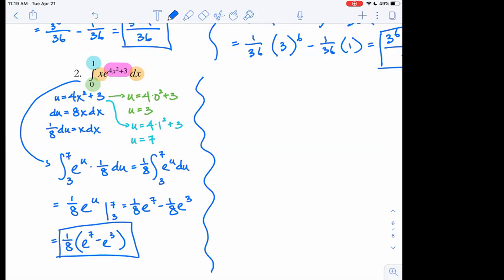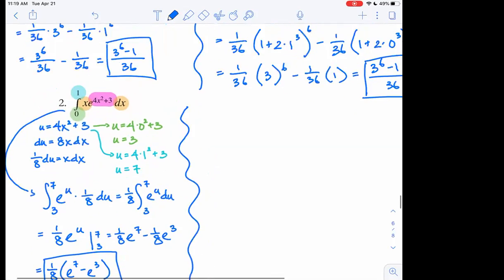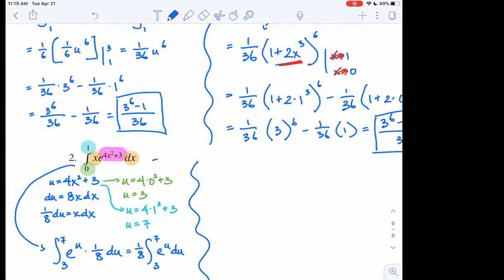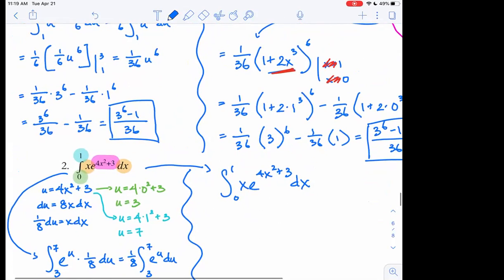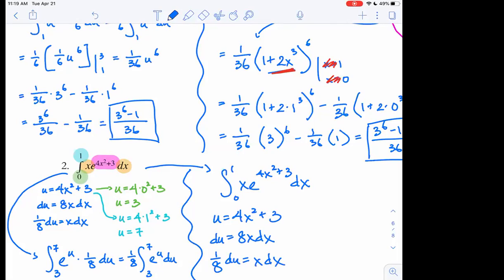Okay. All right. So I'm going to do this problem again. I'm going to do it using the second method, just so you can see it again and see what you might prefer. And so when I do this again, I'll get the integral from 0 to 1 of x e to the 4x squared plus 3 dx. I'm still going to have the same u. That doesn't change. I'm still going to find my du. And I'm going to go ahead and divide by the 8 so that I can match my equation.